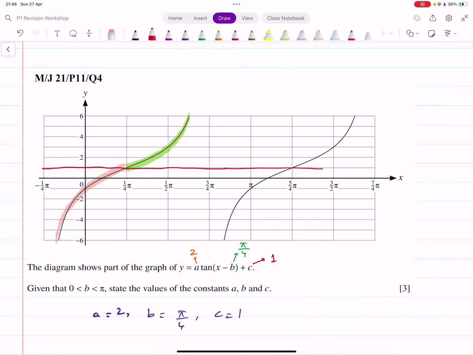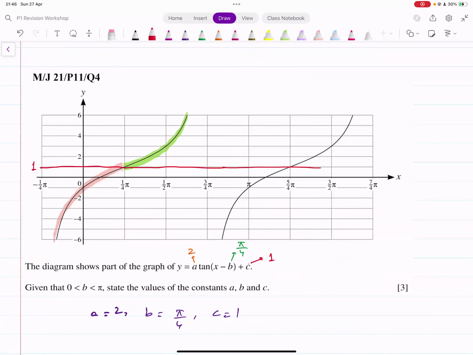Now, if this is the baseline, that's 1. So you say this number outside, plus minus, the graph is shifted upwards by 1 unit. The original tan graph has its baseline at 0. So it looks like this, right? The original tan graph. Its baseline is at this point. That is moved 1 unit up. That's a vertical translation, 1 unit up. So you have this plus 1 outside. The value for c, therefore, is equal to 1.